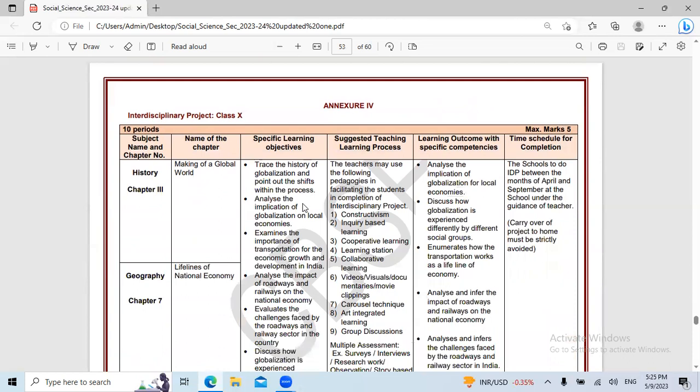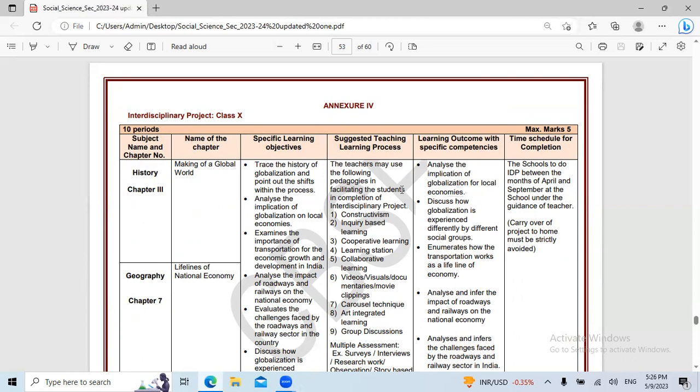Now, here in detail, we are going to learn about the interdisciplinary project. This detailed information is given in annexure 4. Again, 10 periods are being allotted and max marks 5. Now, as you know, in the previous video, I discussed which lessons are there for the interdisciplinary project. So let us see: history, chapter number 3, Making of a Global World. This lesson is there for the interdisciplinary project.